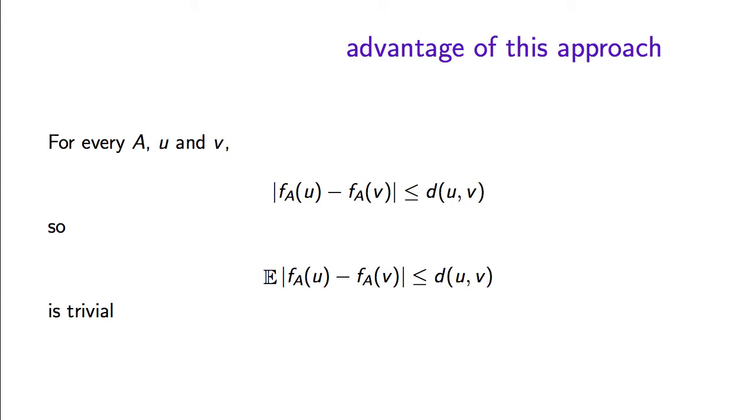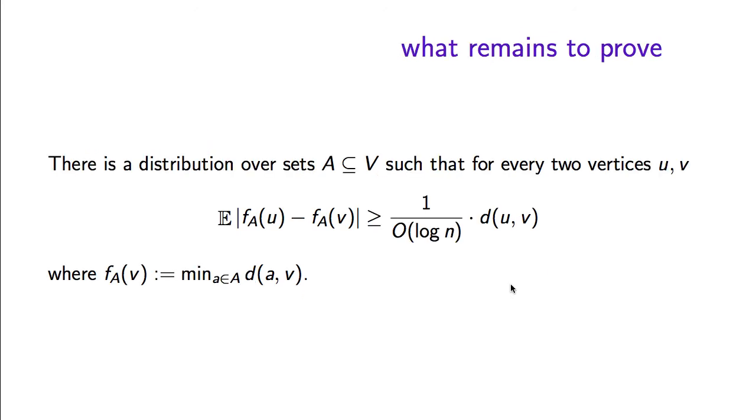If this inequality is true for every set A, it also means that no matter how we pick a distribution over sets A, this expectation will be at most Duv. So when we want to show that this expectation is an approximation of Duv, we immediately have the upper bound, expectation being smaller than or equal to Duv, so we just need to focus on this lower bound.